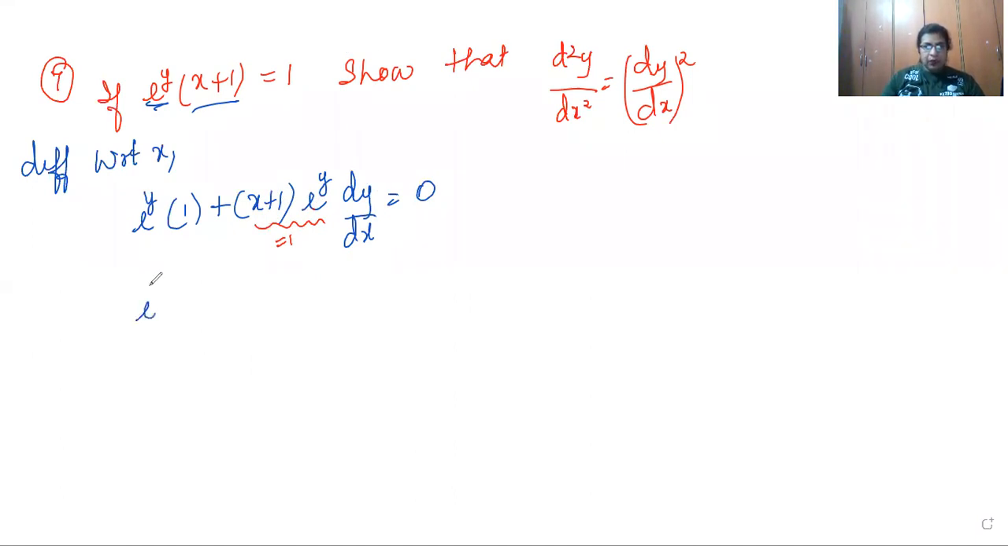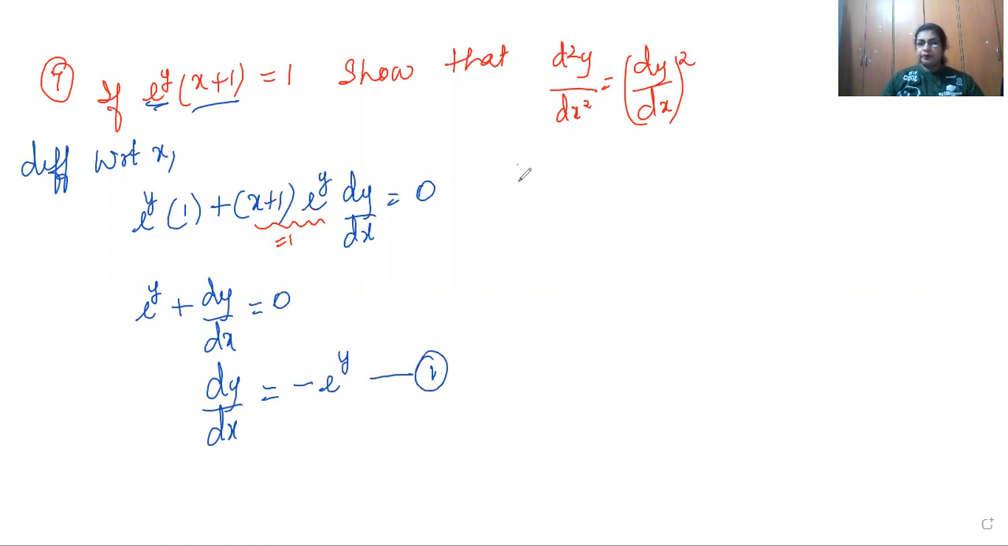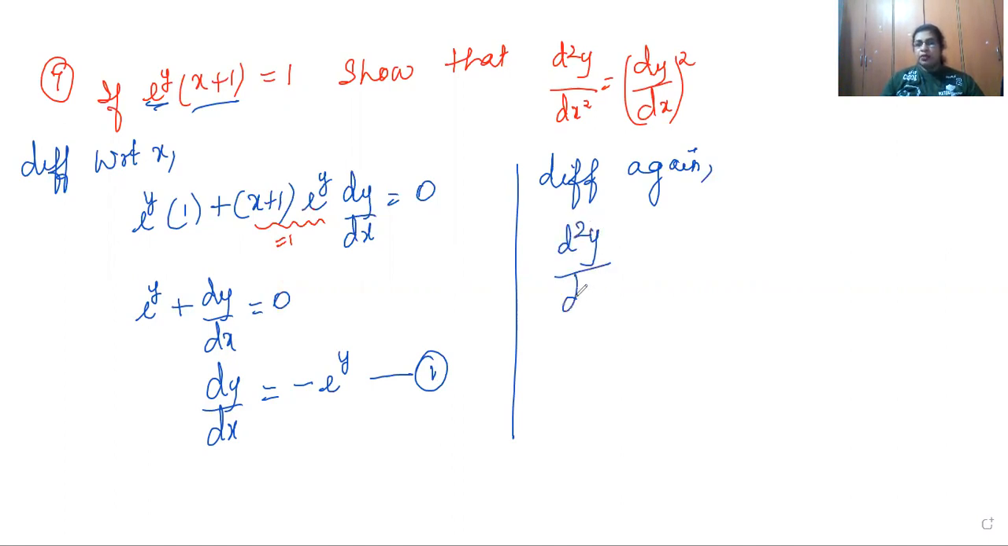So what is left out now? e power y plus dy by dx, because that is equal to 1. This is equal to 0. So from this, tell me what is dy by dx. dy by dx is minus e power y. Call it equation 1. Now I differentiate this. So differentiate again. So I get here d square y by dx square, that is equal to minus, as it is, e power y into dy by dx.